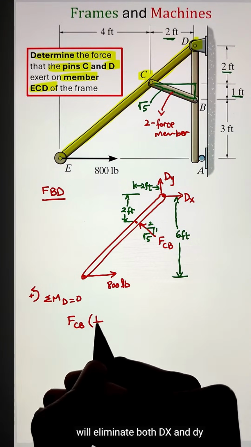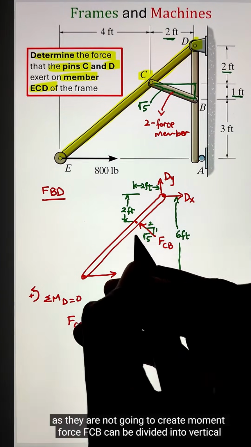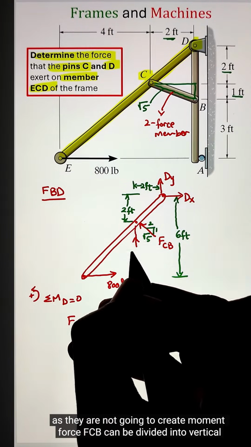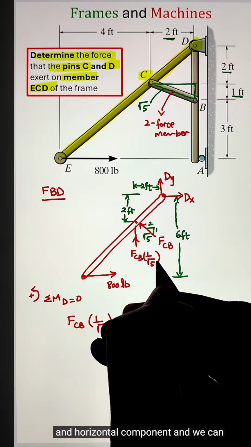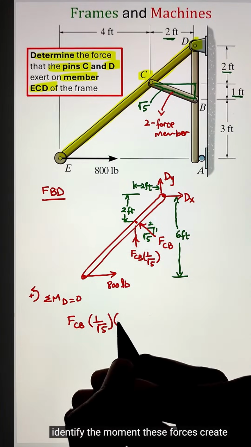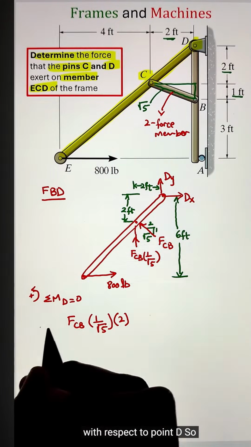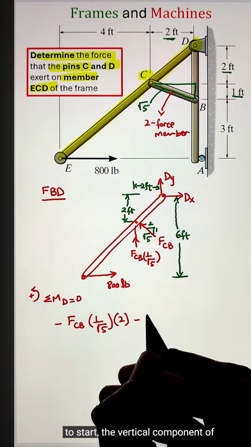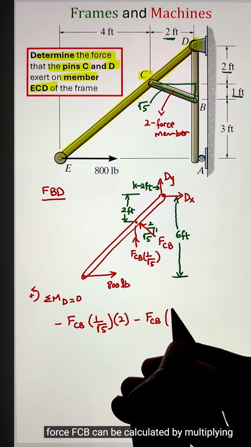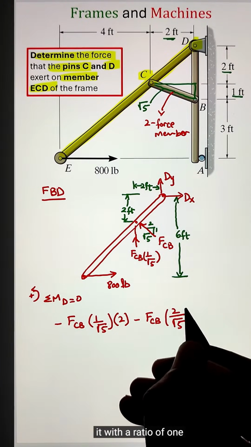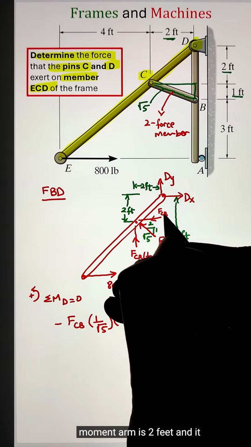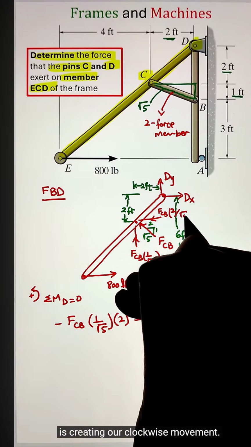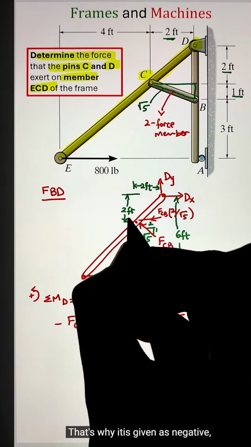This will eliminate both Dx and Dy as they are not going to create any moment. Next, the force FCB can be divided into vertical and horizontal components, and we can identify the moment these forces create with respect to point D. So to start, the vertical component of force FCB can be calculated by multiplying it with a ratio of 1 over root 5. Here the moment arm is 2 feet and it is creating a clockwise moment. That's why it is given as negative.